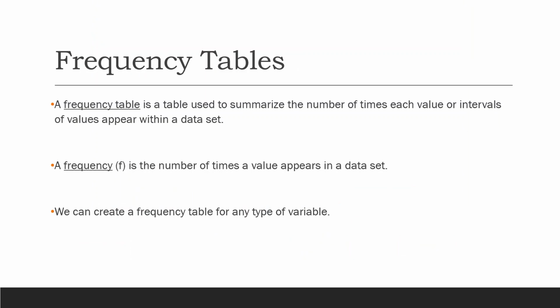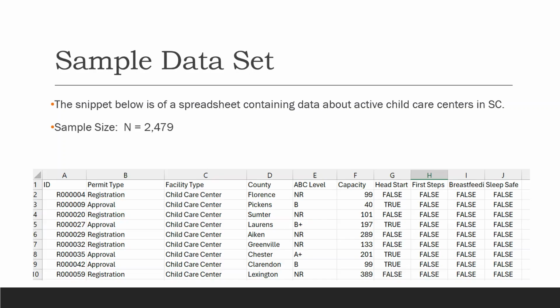No matter the type of data and the level of measurement, we can always create frequency tables. Frequency tables are tables that are used to summarize the number of times a value or an interval of values appear within our data set. The main name of these tables are frequencies, and a frequency is the number of times a value appears in our data set. So we can create frequency tables for any type of variable, but depending on the type of variable, we're going to have to consider some different things.